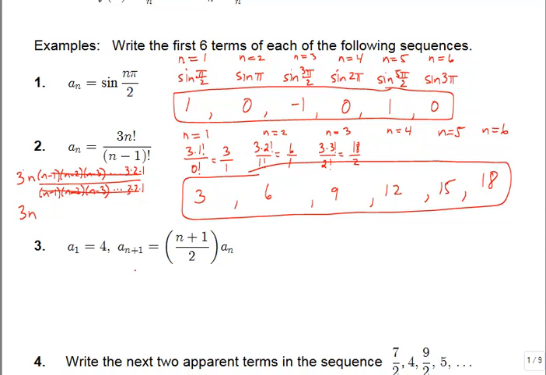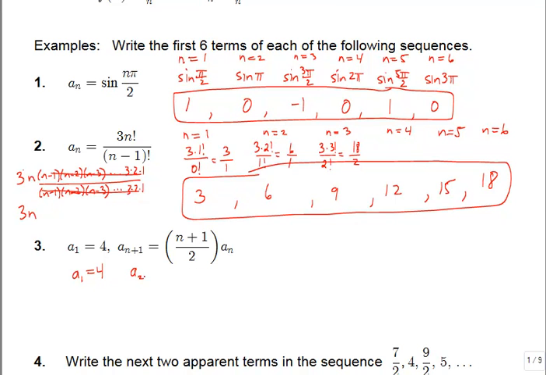Now this next example here is called a recursively defined function. The a sub n plus 1, the nth plus 1 term, depends on knowing the a sub nth term, the term right before it. And they have to tell you where to start. So they're going to tell us that a sub 1 is equal to 4.